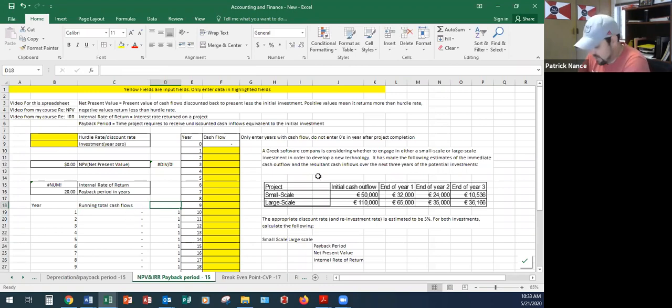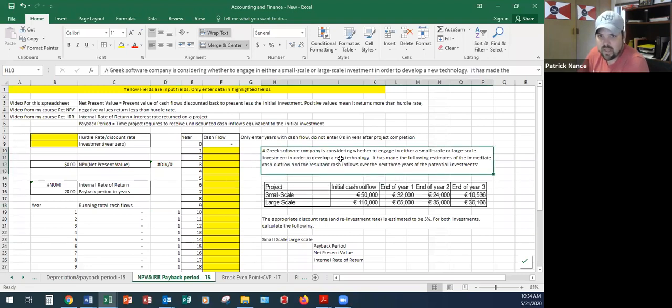So this is a problem from, again, the exam, I believe, number 27. It says a Greek software company is considering whether to engage in either a small scale or large scale investment in order to develop a new technology. It has made the following estimates of the immediate cash outflow and of the resultant cash inflows over the next 3 years of potential investments.